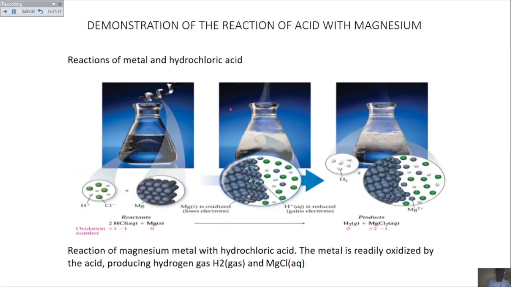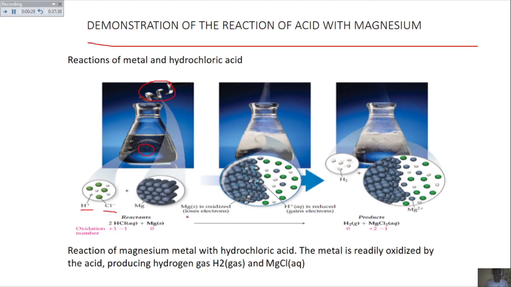Now let's quickly talk about the demonstration of the reaction of acid with magnesium. Now we're using magnesium as a metal and we're using hydrochloric acid. Now what happened? Look at this. The hydrochloric acid, you have H+ and Cl-, and this is the solution of HCl. Now when you are putting magnesium into the solution, what happened?